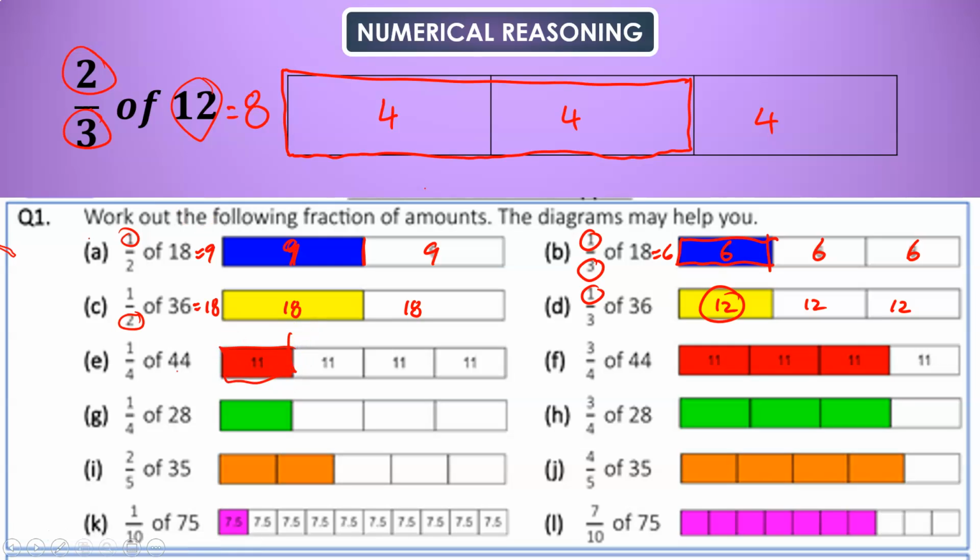Now it gets slightly more tricky when we look at 3/4 of 44. So 3/4 of 44 is looking at 3 11s, which is 33. Okay, what I want you to do is pause the video now and see if you can work your way through the rest of the answers and see how you go. So pause the video now.